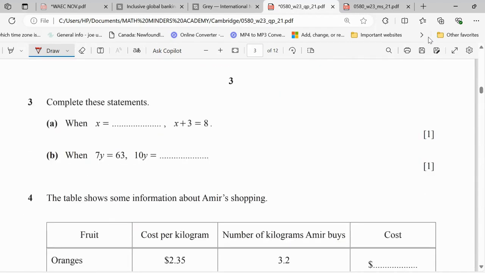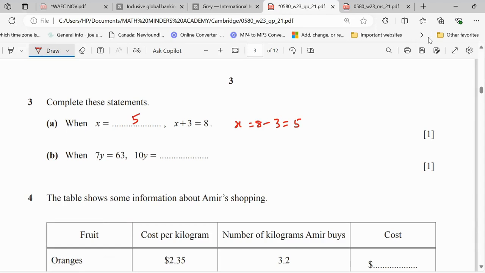Here, we are asked to complete this statement. When S equals dash, S plus 3 equals 8. If you solve this, you'll discover that S is equal to 8 minus 3, which is 5. That means when S equals 5, then S plus 3 will be 8.